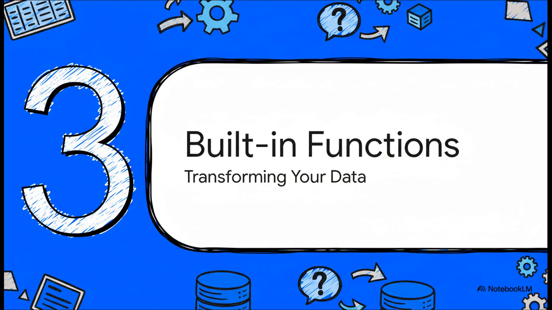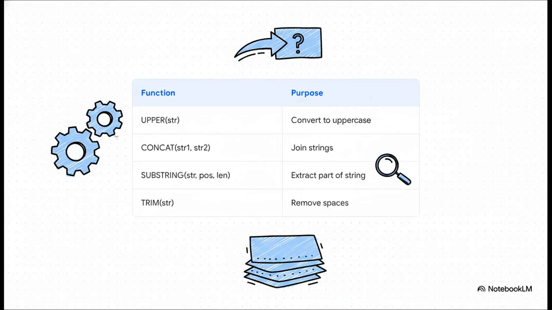I want you to think of these as the magic spells of SQL. They don't just get data, they change it, they clean it, format it, transform it, all there inside your query. Let's start with string functions, your toolkit for handling text. You've got things like UPPER to make everything uppercase for consistency. You've got CONCAT to smush strings together like a first and last name. And TRIM is a lifesaver for getting rid of those annoying extra spaces from user input. These are your go-to tools for cleaning up messy text.